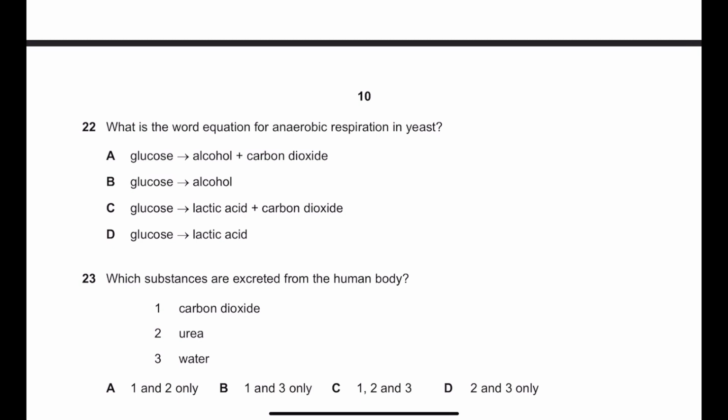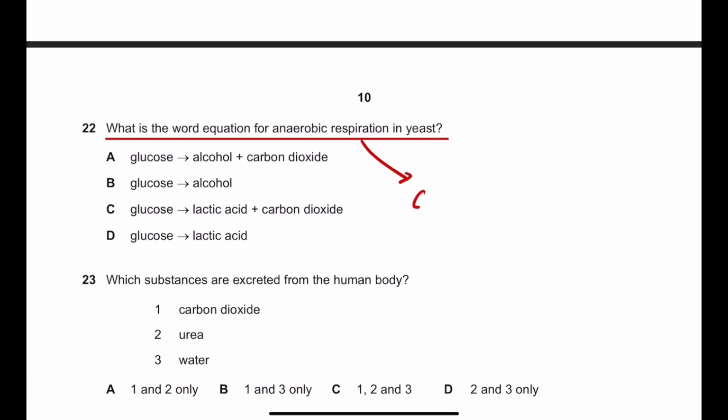Number 22. What is the word equation for anaerobic respiration in yeast? So, the anaerobic respiration, the chemical formula for this is C6H12O6. So this is the chemical formula for glucose. And it does not require oxygen, hence the name anaerobic.